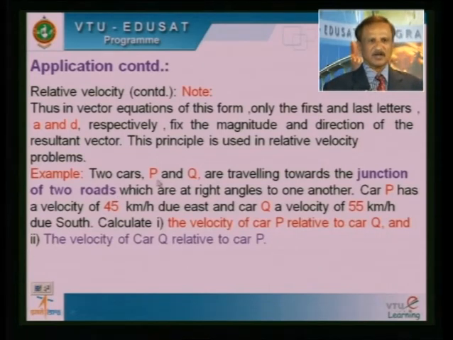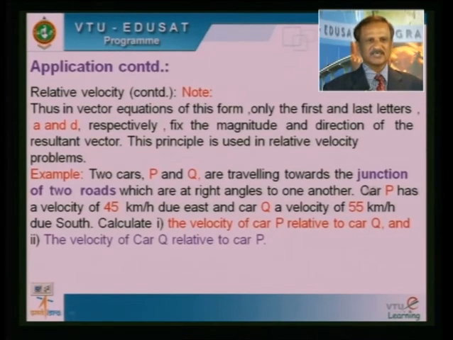Say, for example, two cars, namely P and Q, are traveling towards the junction of two roads, which are at right angles to one another. Say, car P has a velocity of 45 km per hour due east, and car Q a velocity of 55 km per hour due south. Calculate the velocity of car P relative to car Q, and the velocity of car Q relative to car P.